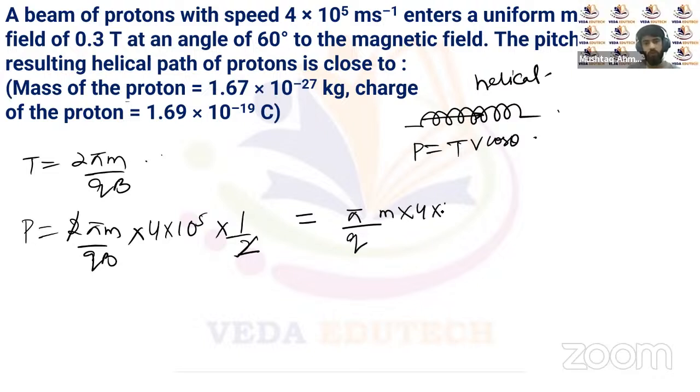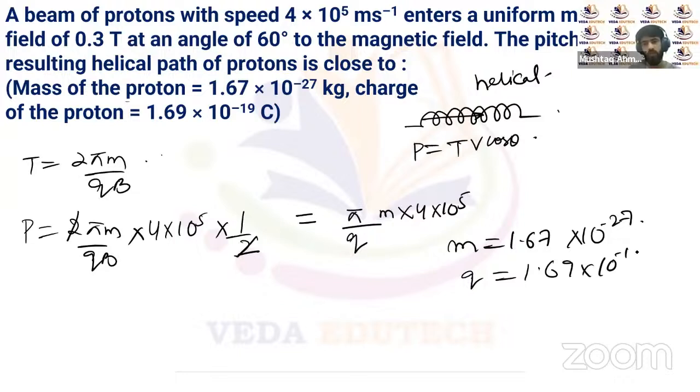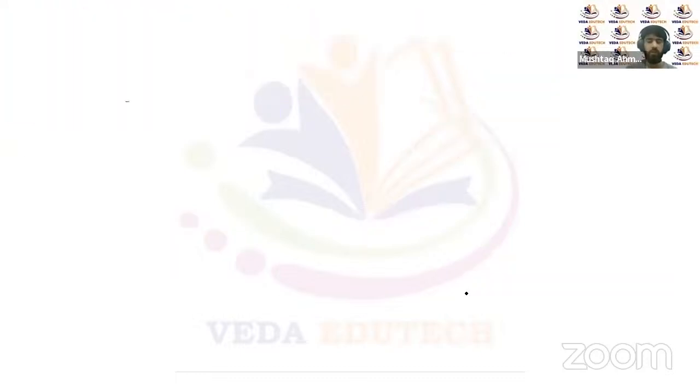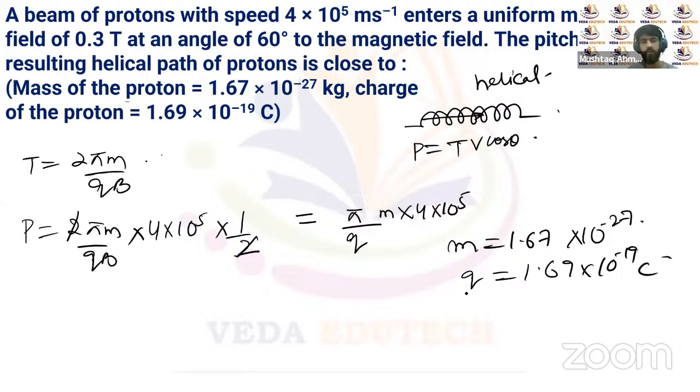We substitute the speed 4 into 10 to the power 5, the mass m equal to 1.67 into 10 to the power minus 27 kg, and the charge of the proton q, about 1.6 into 10 to the power minus 19 coulombs. Substituting these values of mass and charge, we will get the pitch of this helix. It's a very simple quantity to calculate if the velocity and the magnetic field are given.